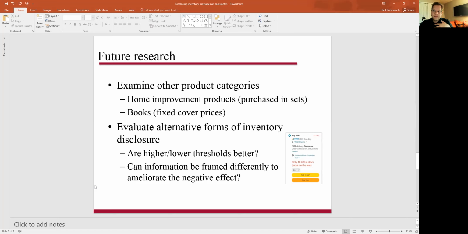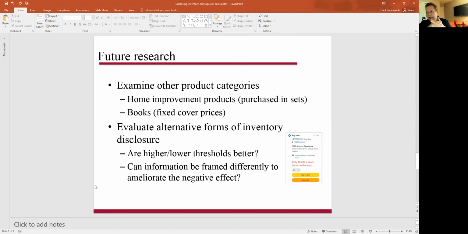Also, the other area is to evaluate different forms of inventory disclosure. In our case, the retailer was disclosing inventory once it reached 5 units or below. There may be thresholds, higher or lower thresholds, that may provide better results. Maybe 5 is too low a threshold, and if they use a threshold of 10 or 20, the effect may not be as adverse or as acute.